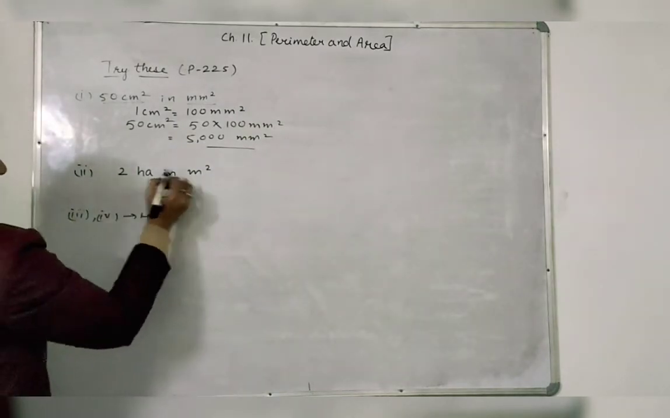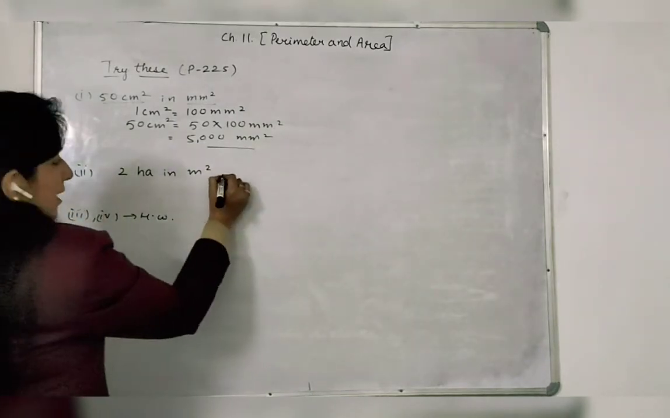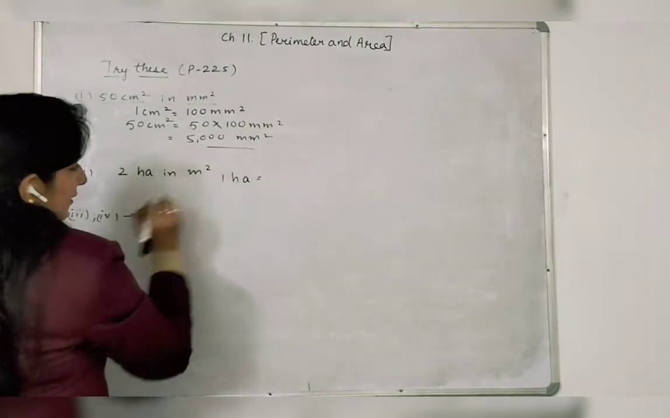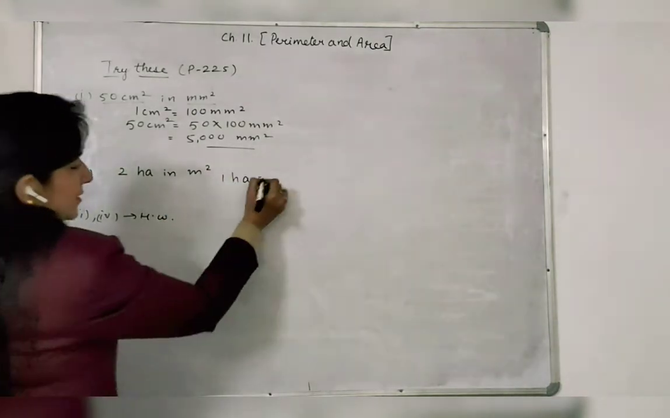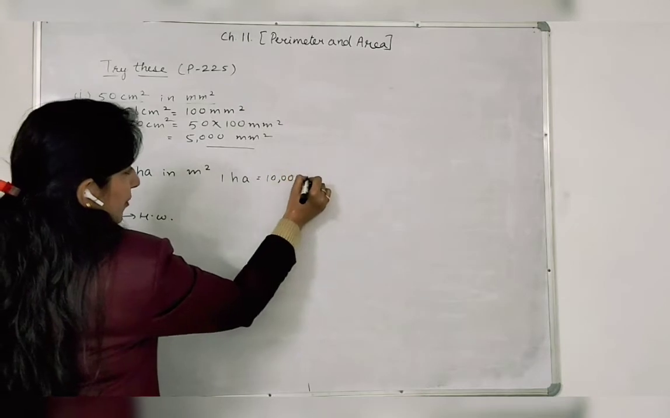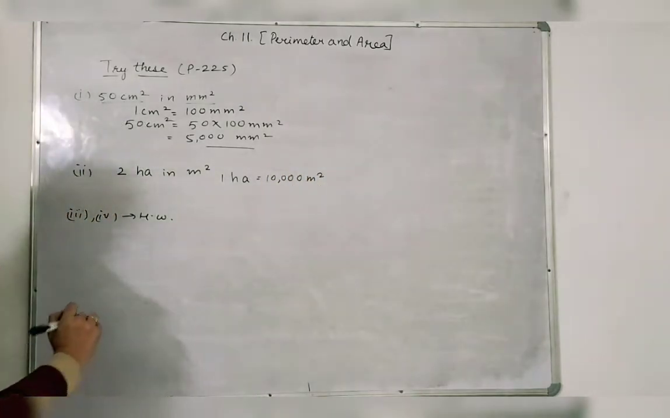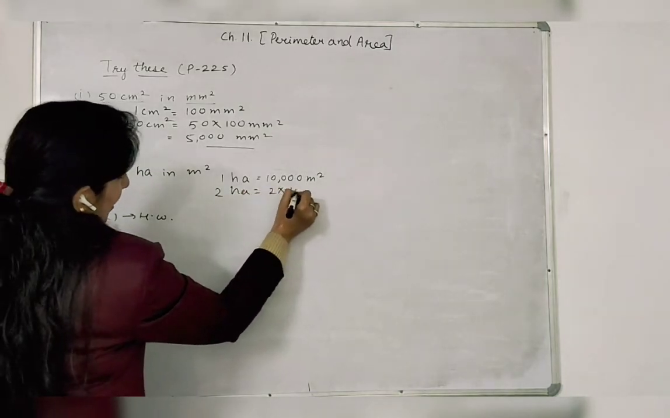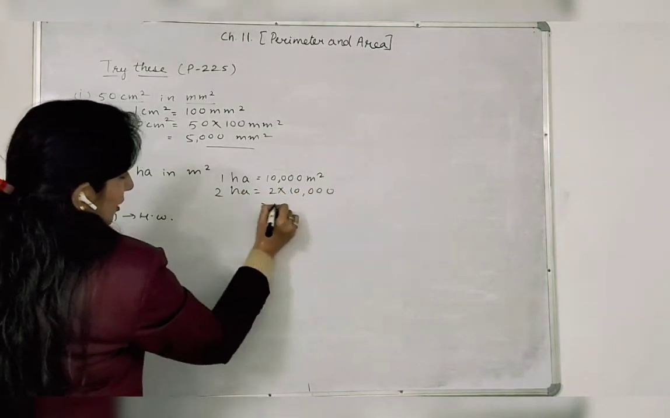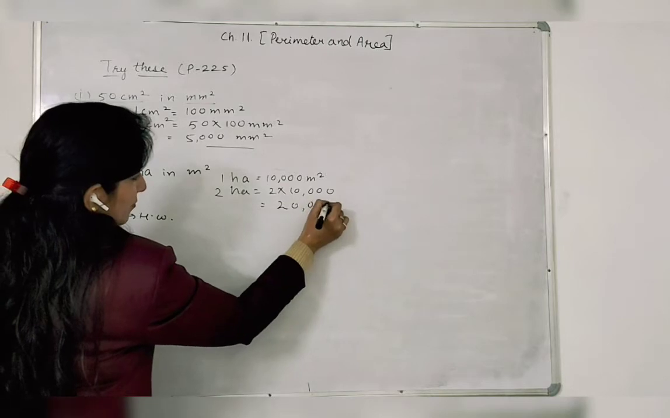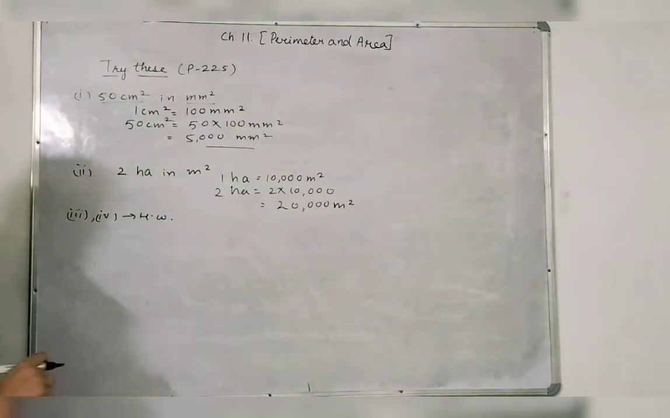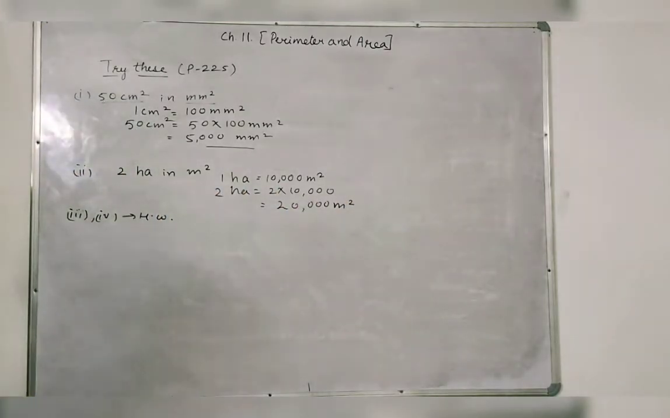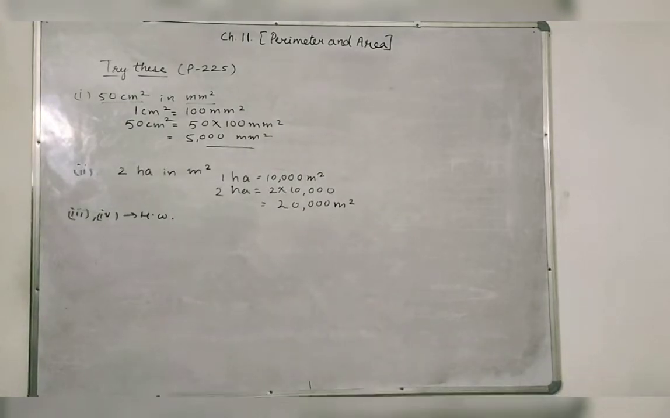So 2 hectare, we need to convert into meter square. As we remember, 1 hectare is equal to what? 10,000 meter square. Okay. Then 2 hectare will be equal to, just multiply it by 2. It will be 20,000 meter square. 2 hectares equals 20,000 meter square. And the third and fourth part is your homework.